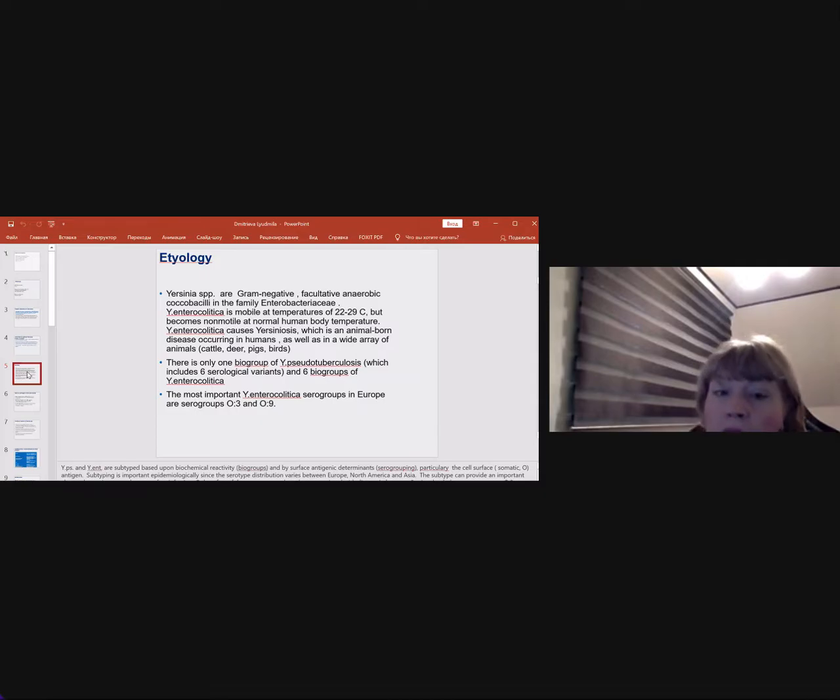Yersinia pseudotuberculosis and Yersinia enterocolitica are subtyped based upon biochemical reactivity, biogroups, and by surface antigenic determinants, serogrouping, particularly the cell surface or somatic O antigen. Subtyping is important epidemiologically since the serotype distribution varies between Europe, North America, and Asia.